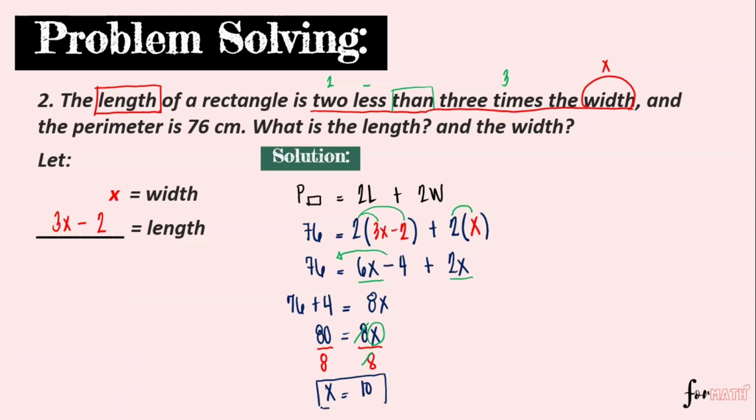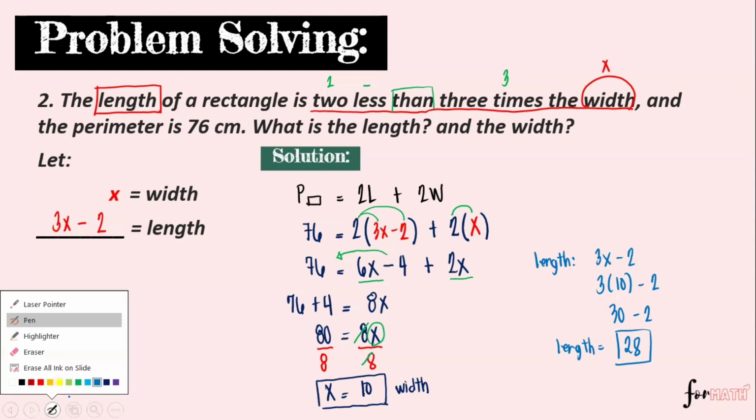Meaning, this 10 is our width. So we now have the value of the width, which is 10. Next is for us to get the length. Let's find the length. Our equation for the length is 3x minus 2. Just plug in x, so you have 3 times 10 minus 2. 3 times 10 is 30, minus 2, so you have 28. Therefore, 28 is our length. So now we have the length, which is 28, and the width is 10.